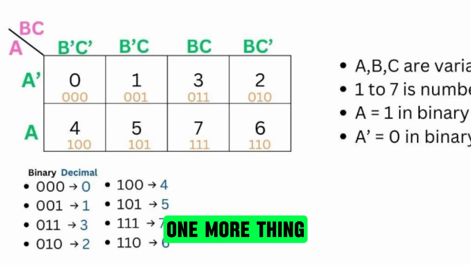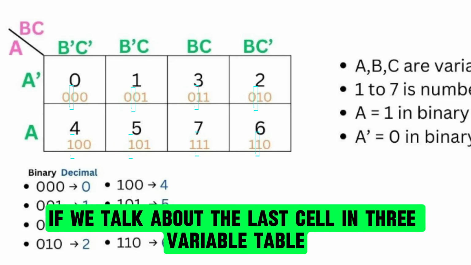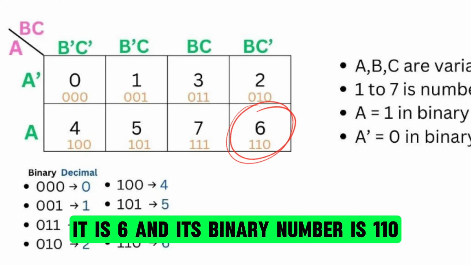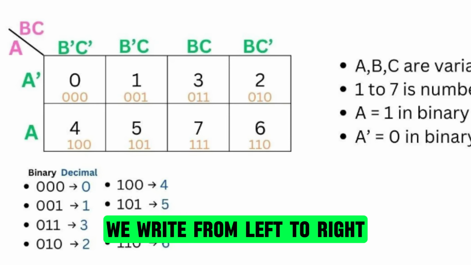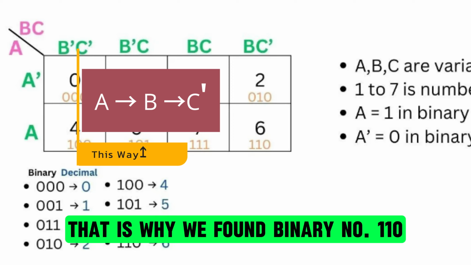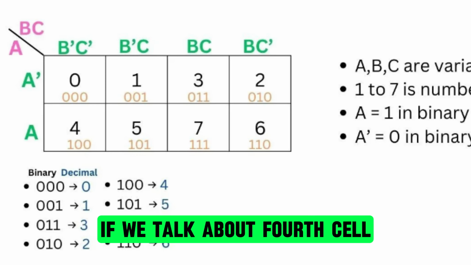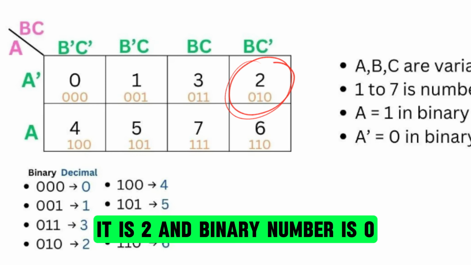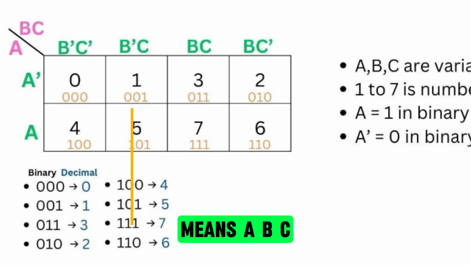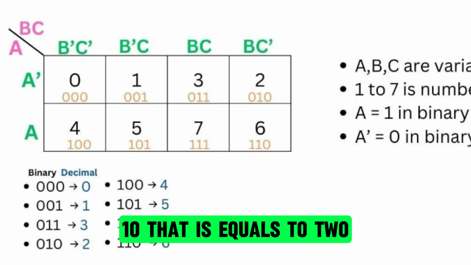One more thing, you have to observe the sequence of binary numbers. If we talk about the last cell in the 3 variable table, it is 6 and its binary number is 110. We write from left to right, meaning ABC, that is why we found binary number 110, which equals 6. Same as this, if we talk about the 4th cell, it is 2 and the binary number is 010. We write from left to right, meaning ABC, that is why we found binary number 010, which equals 2.